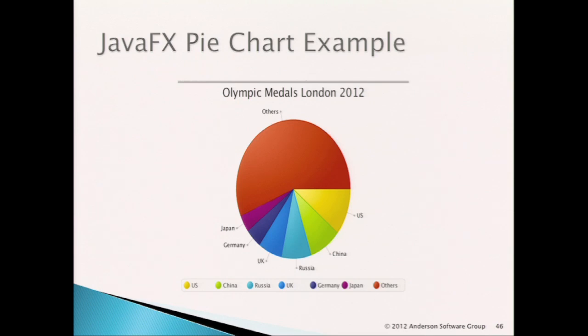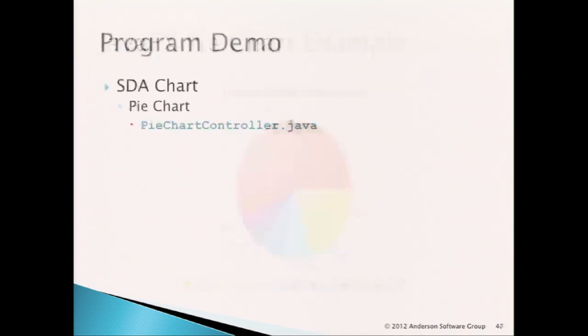You can see that U.S. starts at 3 o'clock, right? And then it's going to be rendered clockwise, just like we said. And there's the title at the top, Olympic Medals London 2012. So this pie chart has seven wedges.